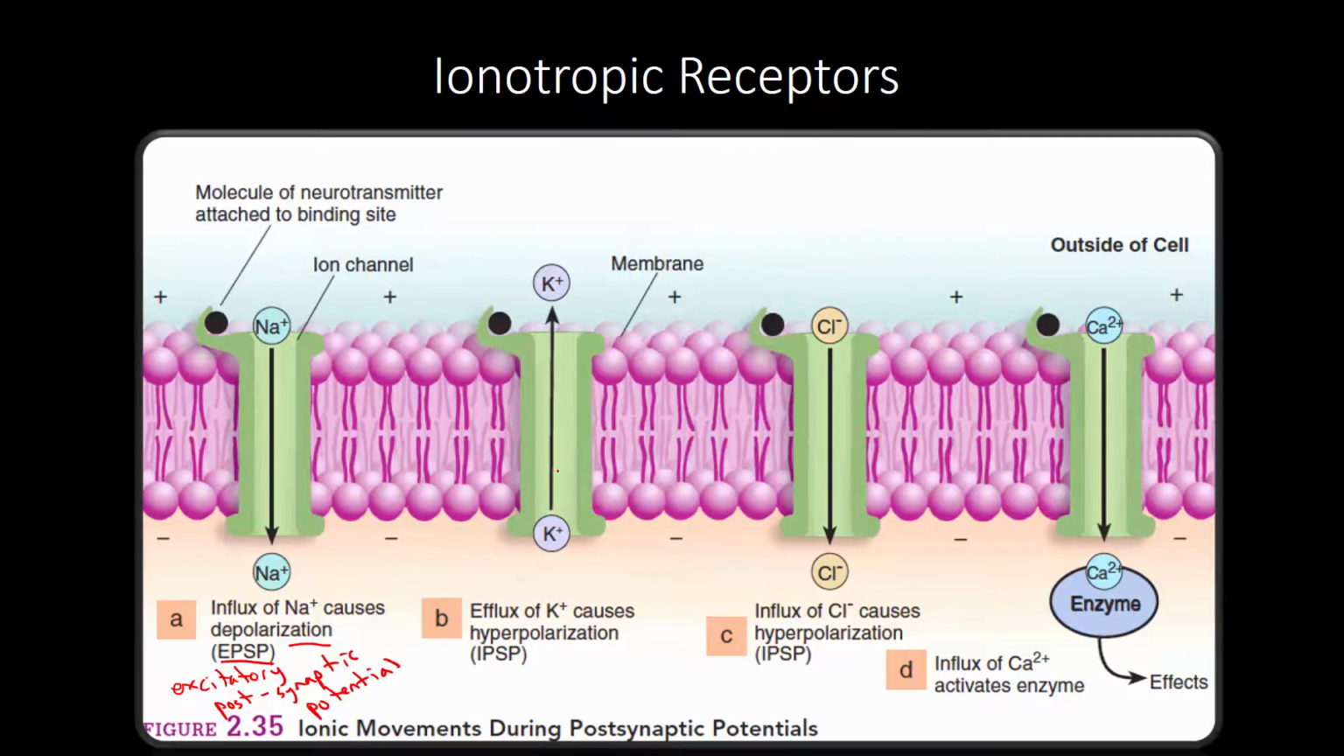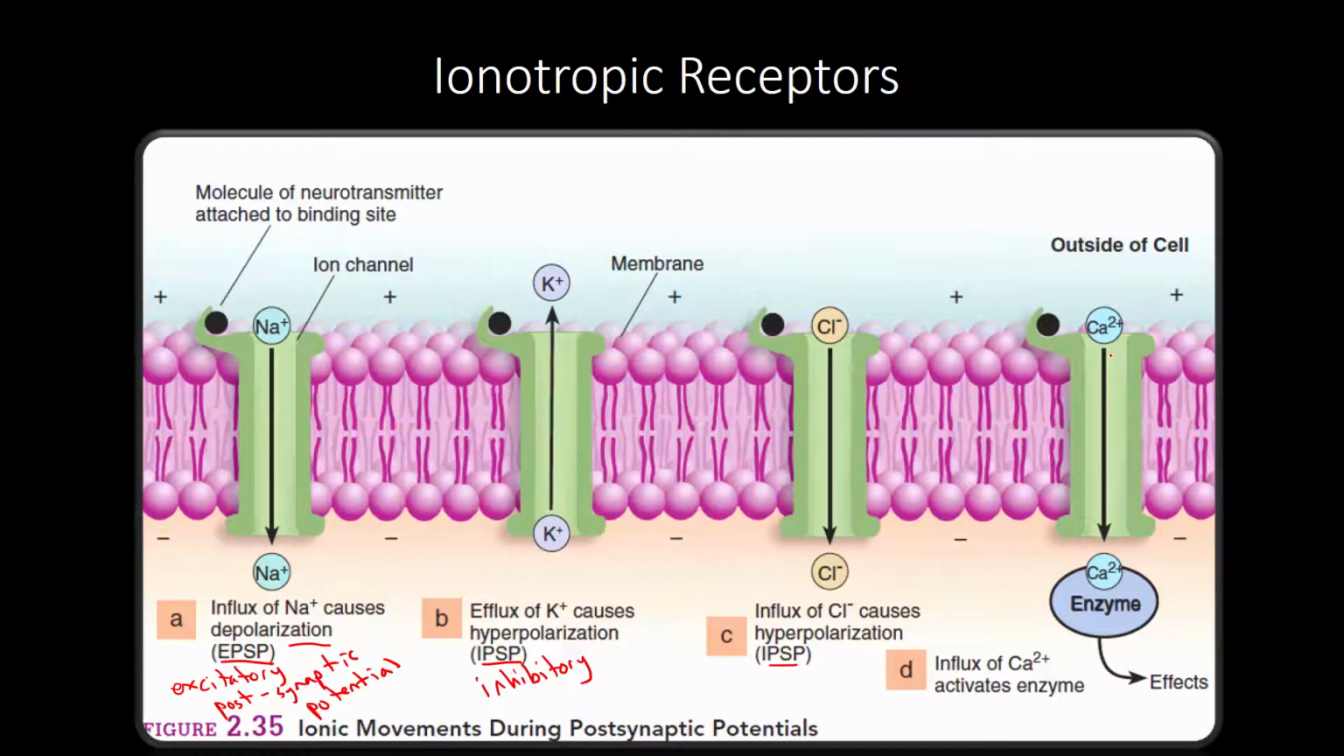If this is a potassium channel, potassium's going to flow down its concentration gradient. So potassium's going to go out of the cell. As potassium leaves, right, it's taking positive charges with it. That leads to a hyperpolarization, or an IPSP, an inhibitory postsynaptic potential. Over here we have a chloride channel. So now chloride ions flow into the cell. When that flows in, again, hyperpolarization.